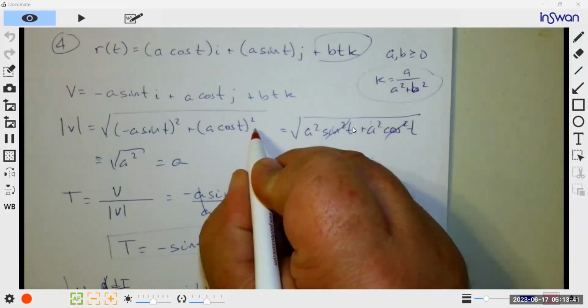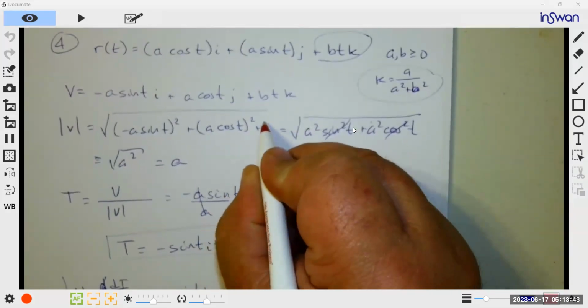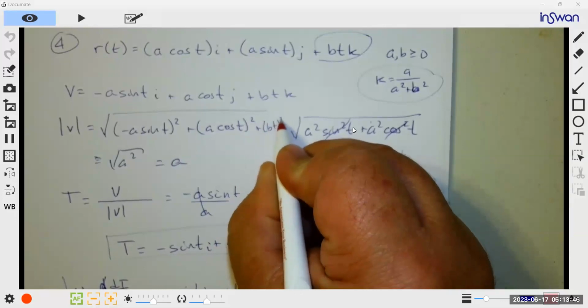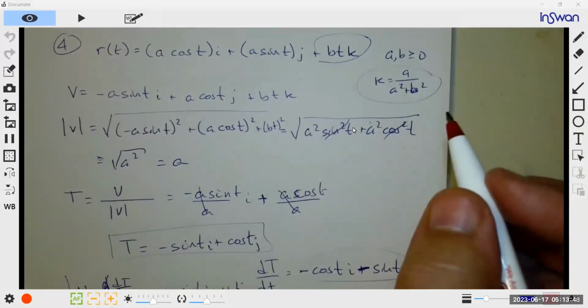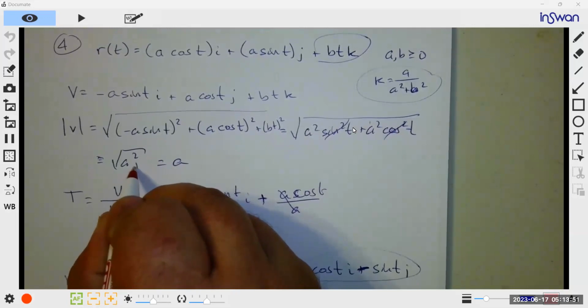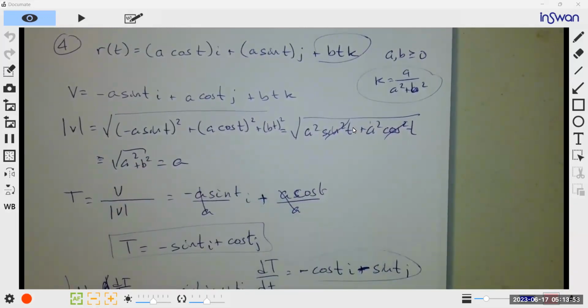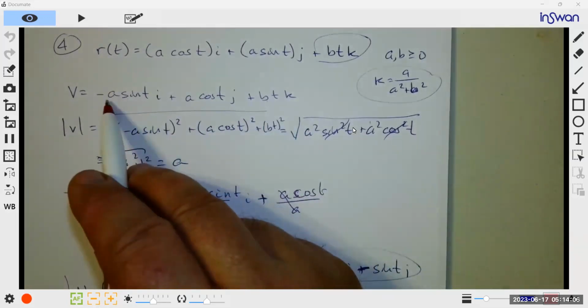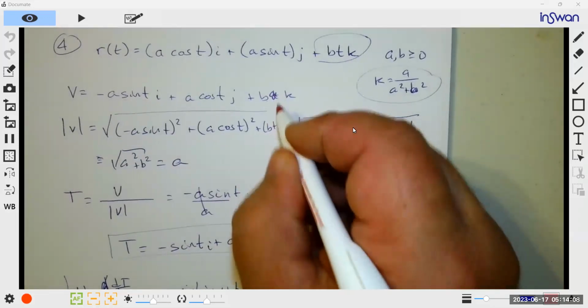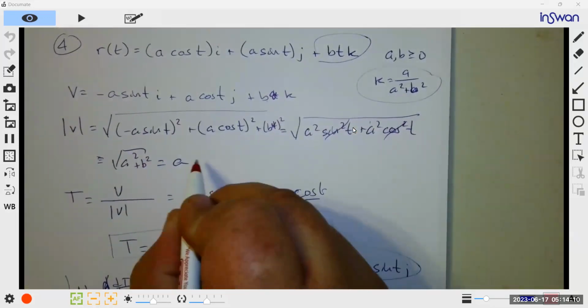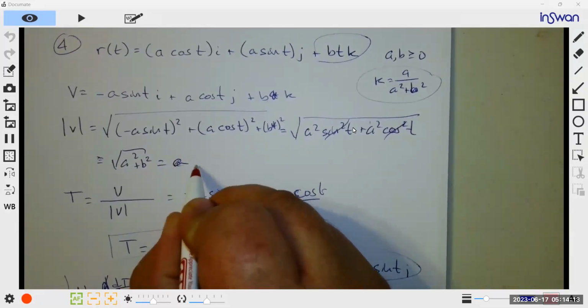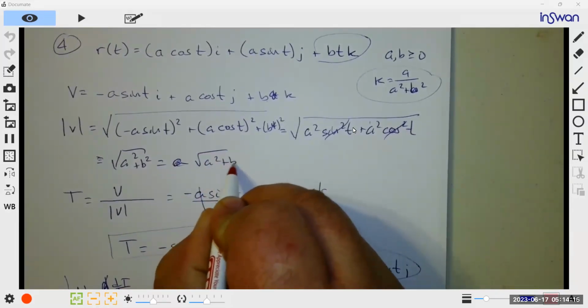So that means the magnitude of that is bt, okay, so no, the derivative of bt is just b. So it's just b squared. So it's the magnitude of a squared plus b squared.